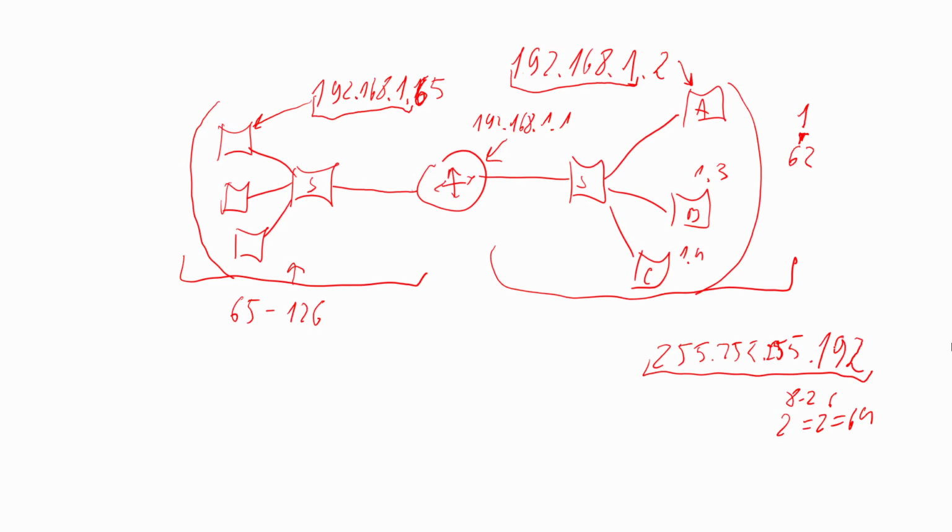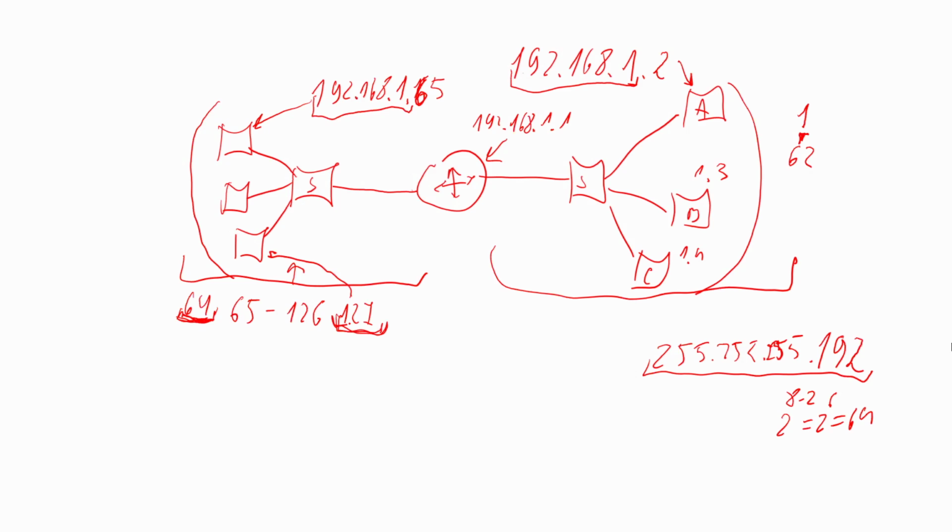Why can't we use 64? Because this indicates the network itself, and 127 also can't be given to an exact node, for example, this computer, because this is the broadcast, you remember.